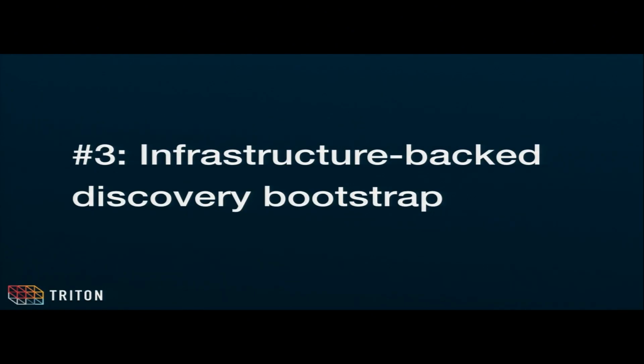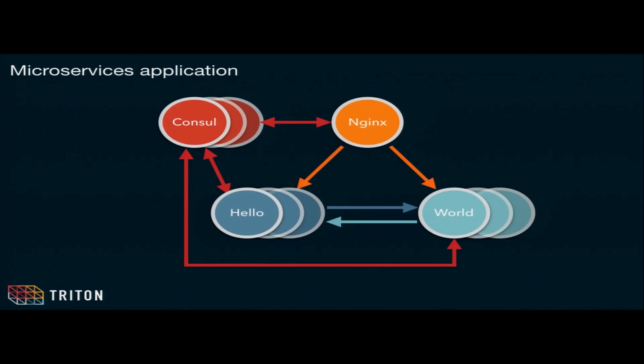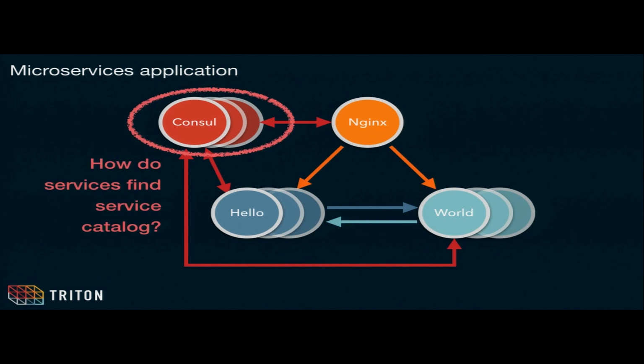The third piece we need is some kind of infrastructure-backed discovery bootstrap. I was talking a little bit about how DNS is not all that awesome, but you need it a little bit. And here's why, right? Our microservices application is going to use Consul to coordinate services. Well, how do they know where to get Consul? You need some way of bootstrapping this problem, right?